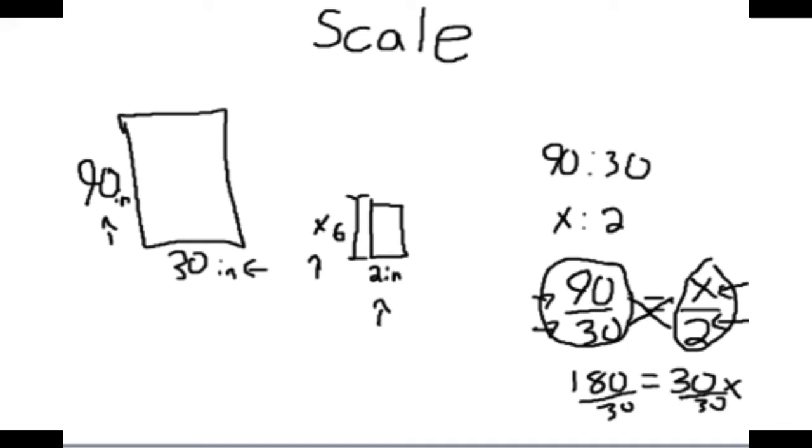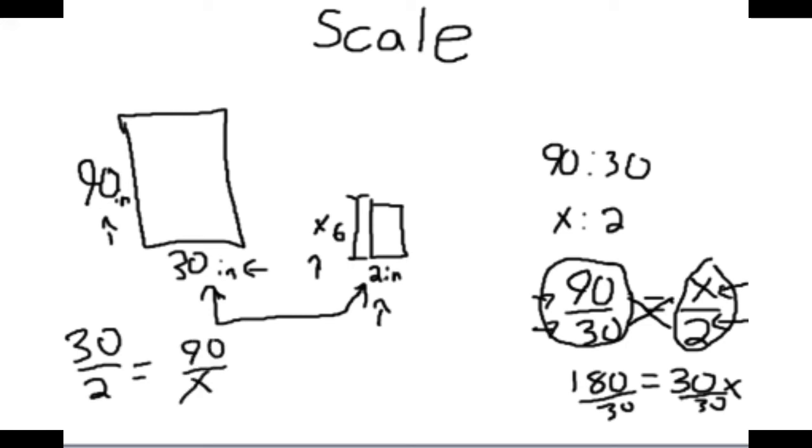And what I mean by that is, sometimes people try to put this and this value in the same fraction. So let's say I did 30 over 2 is equal to 90 over x. This wouldn't give me the correct answer, which is 6, because this 30 and this 2 are from two different figures. So just make sure you're setting it up correctly, and once you set it up correctly, the rest of it is just solving the equation.